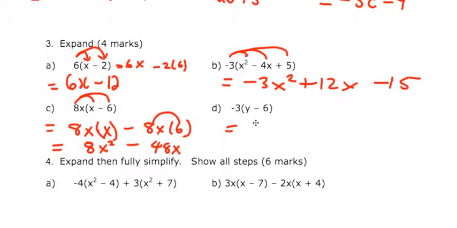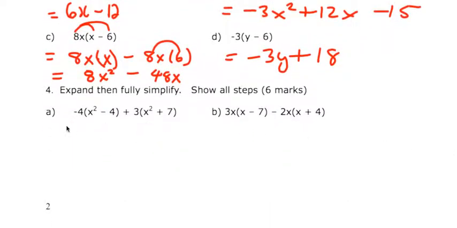Finally, the last one here, very similar to the one above it: minus 3y, and then minus a negative 8. Negative times a negative is plus. So that's how you do those. Over here, you're going to combine the last two questions together.